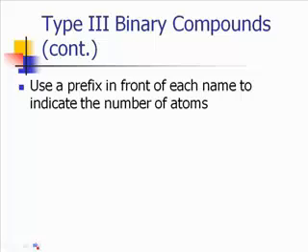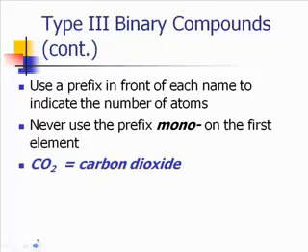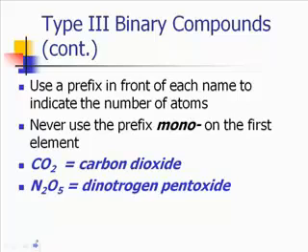So here, couple of rules. You're never going to use the prefix mono on the first element. And these are the typical Greek prefixes like what you'll see in your geometry classes. Mono for 1. So for example here, if we have CO2, right, it's carbon dioxide, not monocarbon dioxide. Right, so that's the only exception. Other than that, everything gets the standard prefixes, and these should be listed in your book.